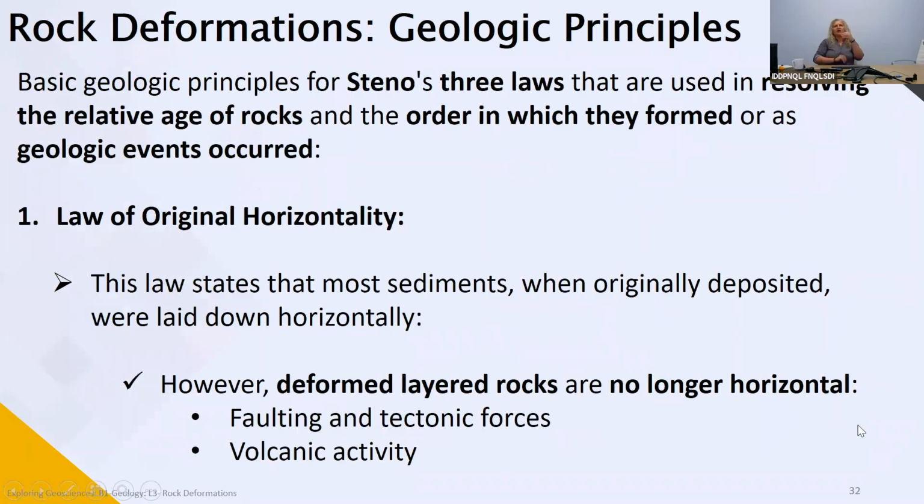Starting with these laws, the first one is called the law of original horizontality, which states that most sediments, as we talked about since the first two lessons, originally deposit in horizontal layers. So before any deformation, common sense, anything that falls on the ground deposits horizontally. Deformation that can change these layers could be faulting, tectonic forces, and volcanic activity.